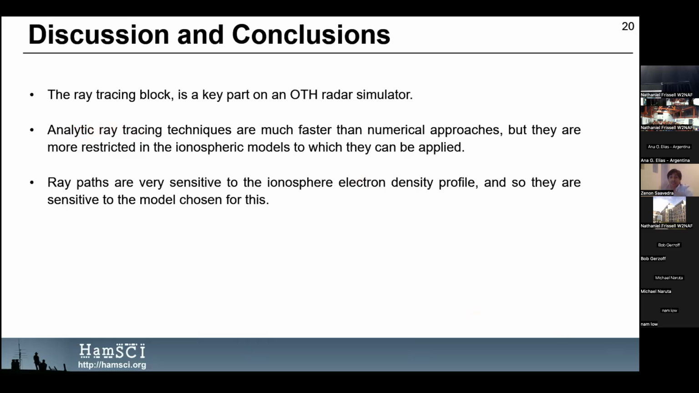And the ray tracing is very sensitive to the electron density of the ionosphere. And on the other hand, it's sensitive to the model used, the model of the ionosphere we can use.